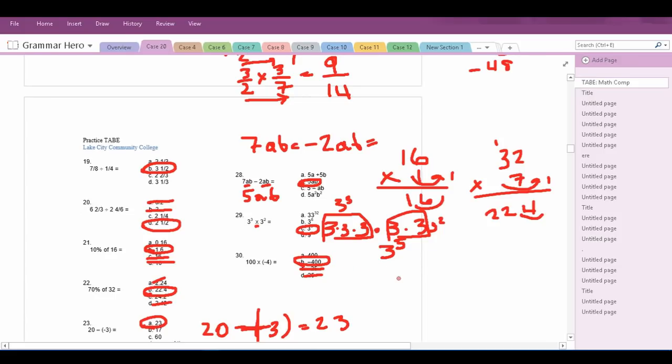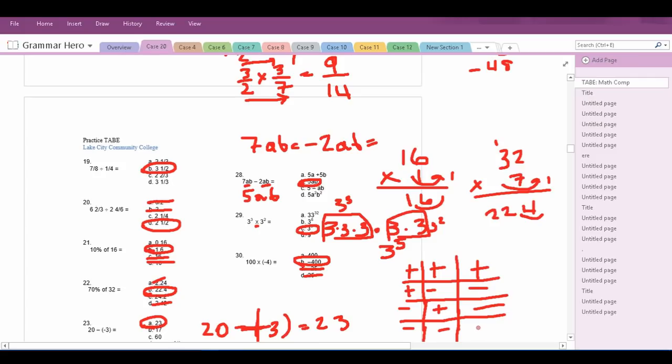And let me give you the signs chart because you may need it. Positive times a positive is going to result in a positive. A positive times a negative is going to result in a negative. A negative times a positive is going to give you a negative. And a negative times a negative is going to give you a positive. So as you can see here, we have positive 100 times negative 4, so we know our result's going to be negative.